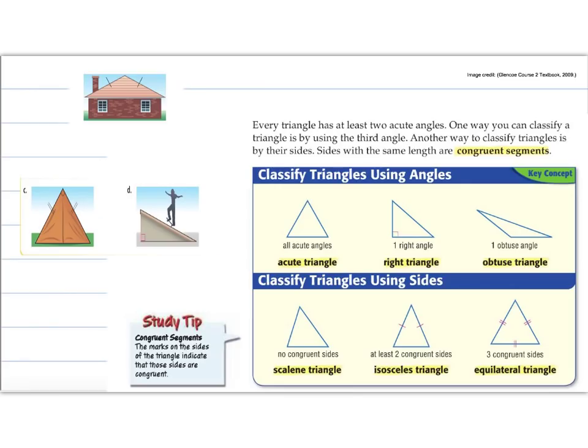So then the last part of this is just classifying triangles by some qualifications that they have, some similar rules that they follow. So every triangle has at least two acute angles. We can classify them by their third angle, really, and then we can classify them by their sides as well. And based on their sides, we talk about congruent segments. Congruent, this is the symbol, and it really means equal in length.